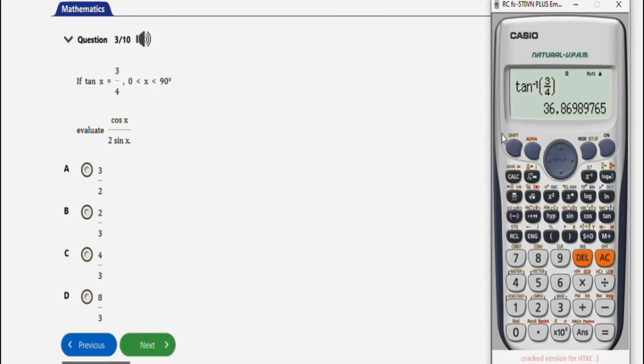We have it to be stored as x, shift, outside button, this. Okay, so let's use it now to evaluate what we have there. So we have cos x, close the bracket, over 2 sine x, close the bracket. So that's it, guys. Let's press equal to now to see the output. 2 over 3. So the right option is option B. That's it for this question.